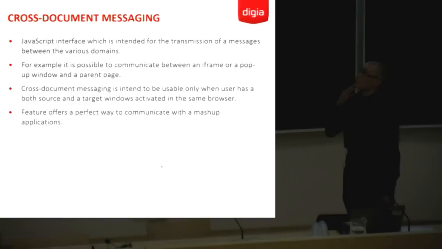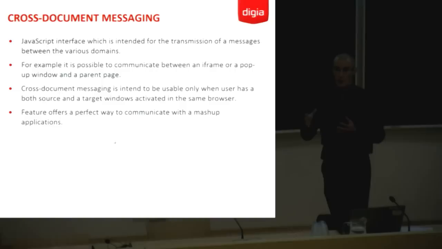Okay, cross document messaging. We have problems when we use iframes or mashups or some other things. How can we pass messages between an iframe and the original web page? With cross document messaging, we can do this. We can pass things between these two sites. It works only when both windows or sites or frames are activated in the same browser. So I can't do this messaging when something isn't selected or shown. It's for security reasons.